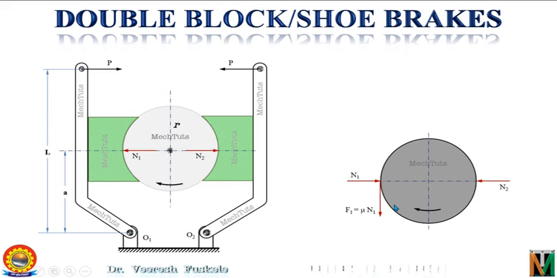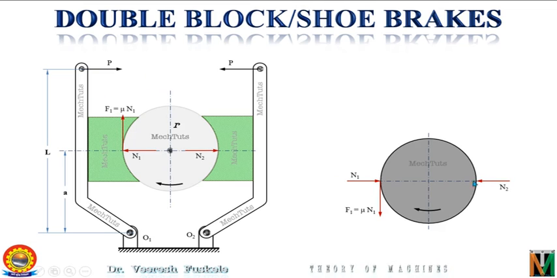So an equal and opposite frictional force will be acting on the block as well. So this force is in the downward direction, so an equal and opposite force, that means in the upward direction as shown here, the friction force will be acting on the block, and it will be F1.